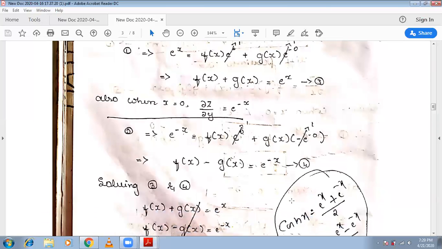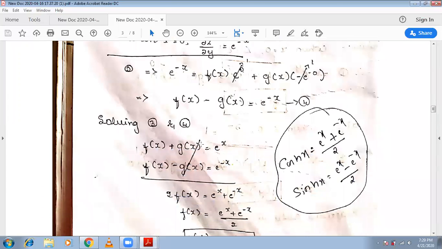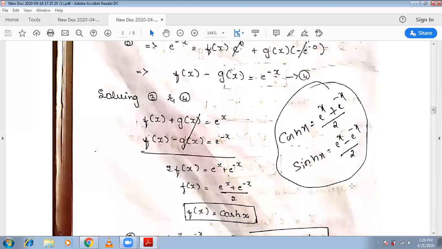So solve 3 and 4. Add 3 and 4, we get 2 f of x is equal to e power x plus e power minus x. F of x is equal to e power x plus e power minus x divided by 2. We know that cos hyperbolic x is equal to e power x plus e power minus x by 2, and sin hyperbolic x is equal to e power x minus e power minus x divided by 2.